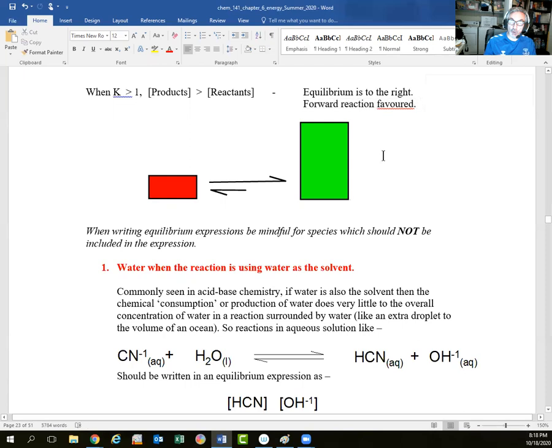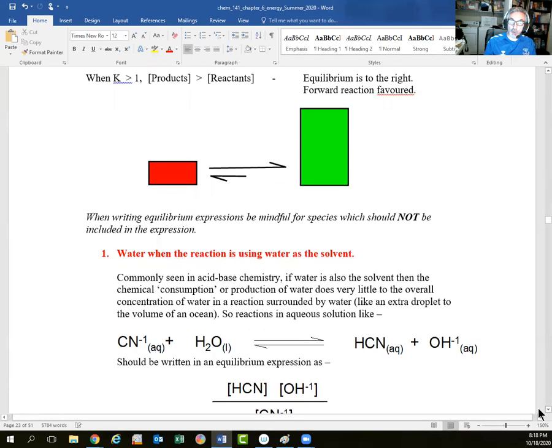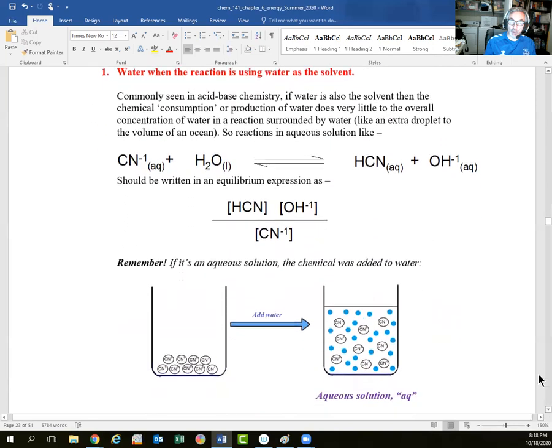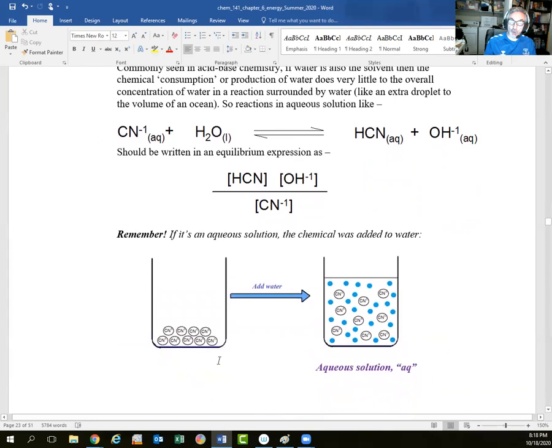Now, when we're setting up that calculation for the equilibrium constant, there's just two caveats that we have to be aware of. Two things that we look for, which we would ignore when doing the calculation. The first one is the presence of water in the reaction when we have aqueous conditions. When we talk about aqueous conditions, we're talking about chemicals in the reaction, like cyanide, having water added to them to make an aqueous solution. That's what we mean by aqueous, a chemical dissolved in water.